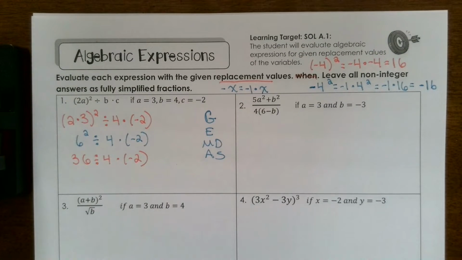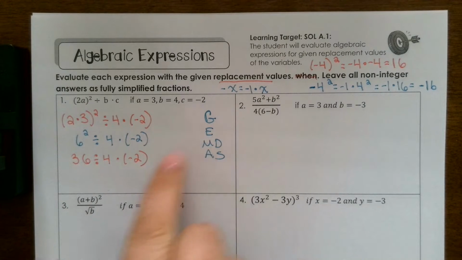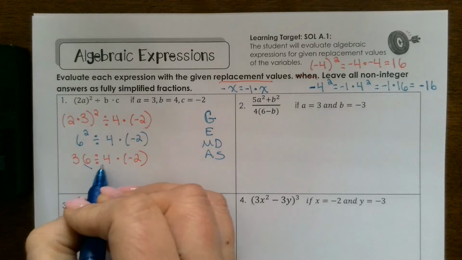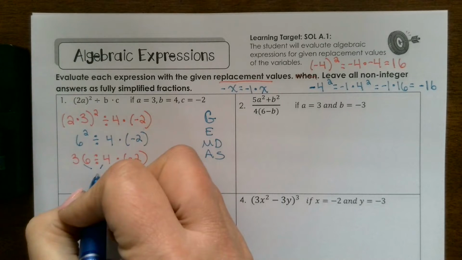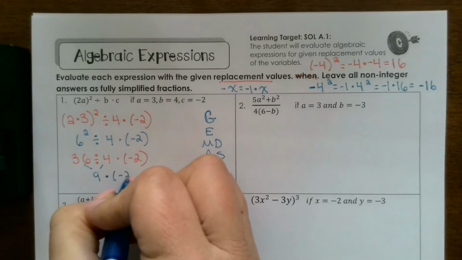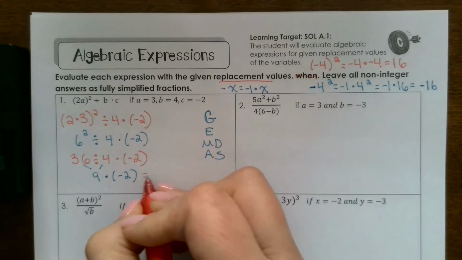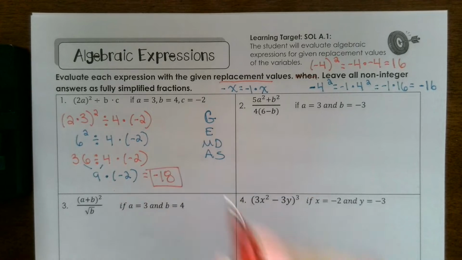Alrighty, do I have multiplication and division? I actually have division and multiplication. Remember, even though M comes first, I'm going left to right, just like reading a book. So I will evaluate 36 divided by 4 first. That's 9 times -2. My last step is a positive times a negative, which is negative, and 9 times 2 is 18. So evaluated with these replacement values, that expression is -18.